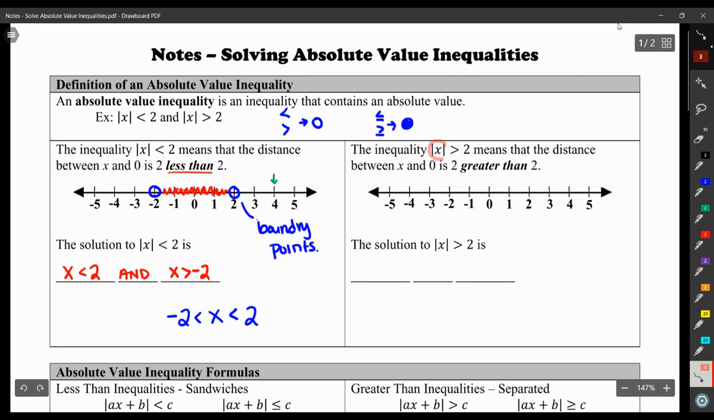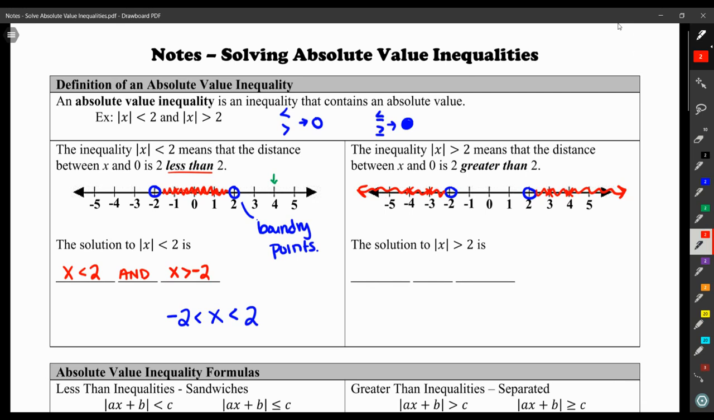Then if we have the absolute value of x is greater than 2, same idea. The distance between x and 0 is larger than 2. So again, we're going to put our boundary numbers of negative 2 and 2 because those are exactly 2 away from 0. So which numbers are further than that? That would be something like 3, maybe 4, but I can also have negative 3. That's further than 2 away from 0. So is negative 4. So this time, you're shading outwards. You're shading away from your boundary, not in between them.